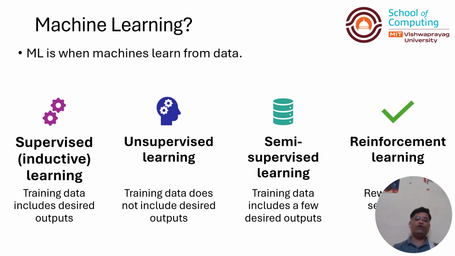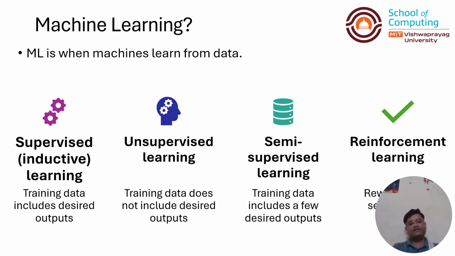There are four different types of machine learning algorithms. The first one is supervised learning, which is also called inductive learning. The second one is unsupervised learning. Third, semi-supervised learning. And the fourth, reinforcement learning. Now, in supervised learning, usually we give input data with expected output. Those expected outputs are also called labels.